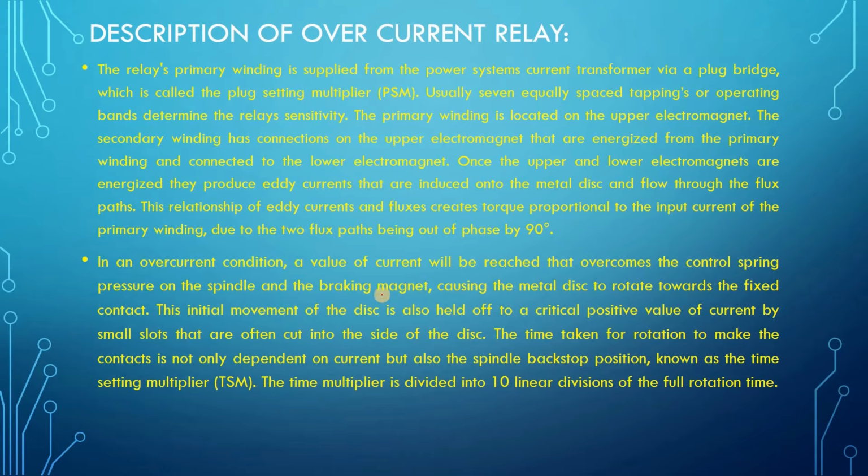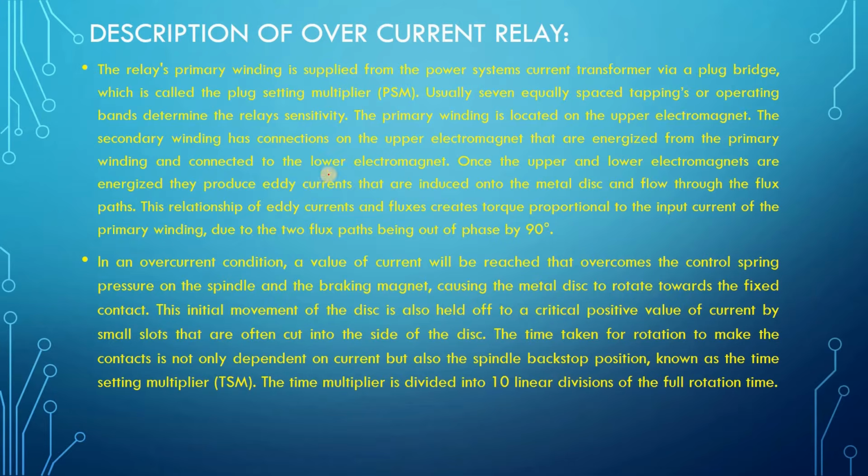And let's see the whole. In an overcurrent condition, a value of current will be reached that overcomes the control spring pressure on the spindle and the braking magnet. There are two things there, the pressure on the spindle and the braking magnet, causing the metal disc to rotate towards the fixed contact. Now you understand how the disc will rotate.